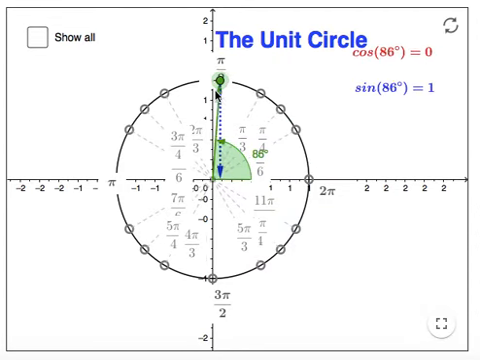As we go to 90 degrees, the positioning of 90 degrees is important. It's going to be 0 for cos, or the horizontal, and 1 for sine, which is the vertical.